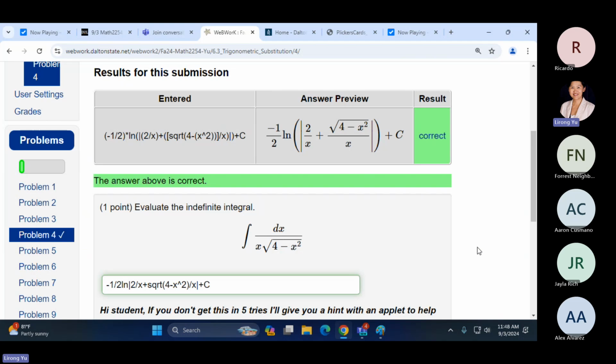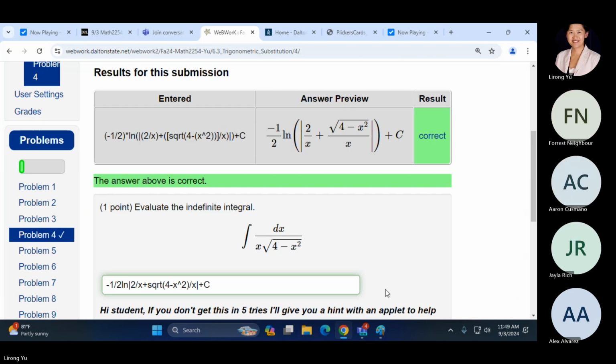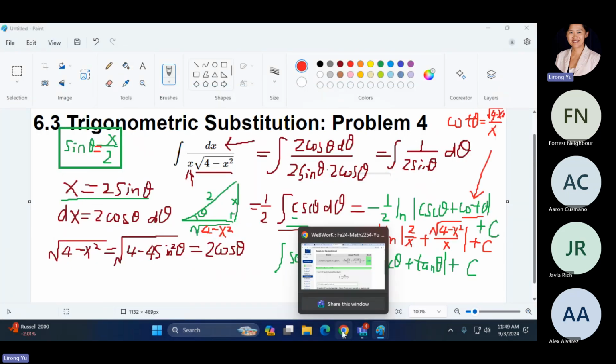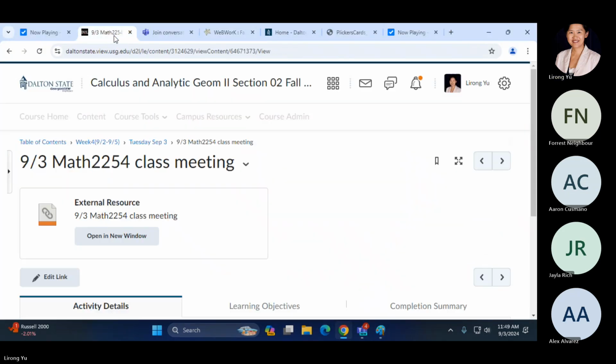Any other homework question? That's 6.3 for the substitution. Try to finish the majority for today. We started 6.6 on Thursday, so we're trying to finish.